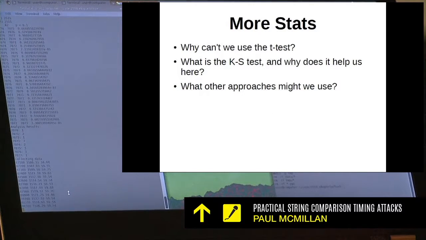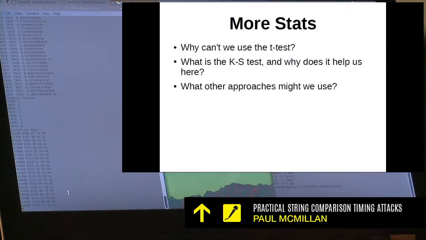Okay, so more stats. Why can't we use the t-test? The t-test is the first thing you're taught in stats class. It's great. It's useful in a lot of cases. It only applies to normal data, data that looks like this. Your network data here is absolutely not normal. It's very strange, very bumpy, all kinds of strange things going on.